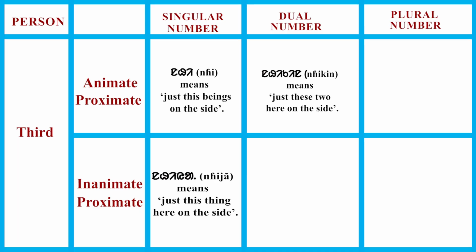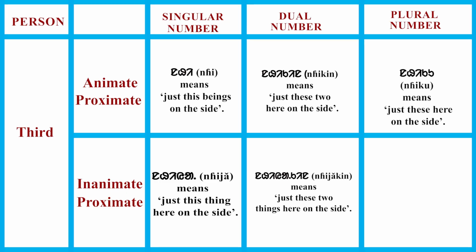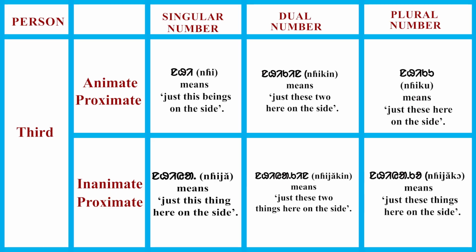Third person inanimate dual number in proximate: Niyakin means just these two things here on the side. Third person animate plural number in proximate: Nikku means just these here on the side. Third person inanimate plural number in proximate: Niyako means just these things here on the side. These demonstratives are all in proximity. No distant or remote forms are available.